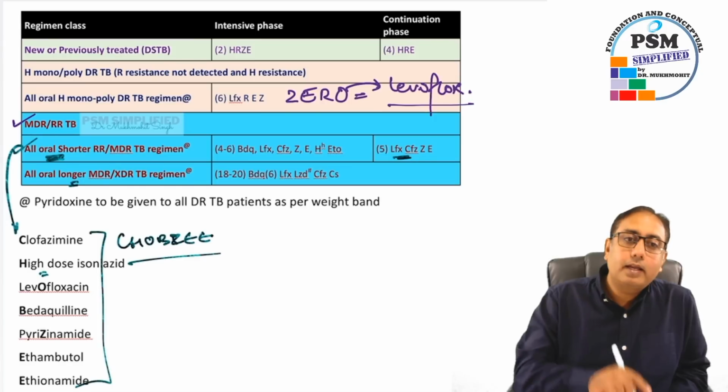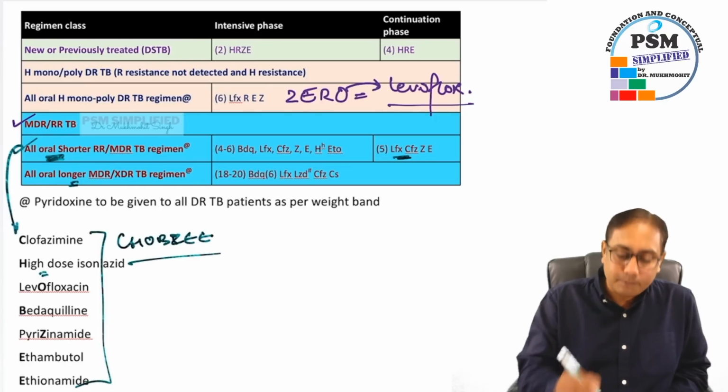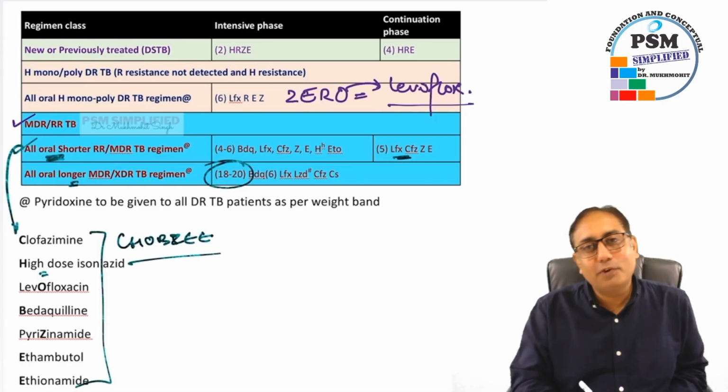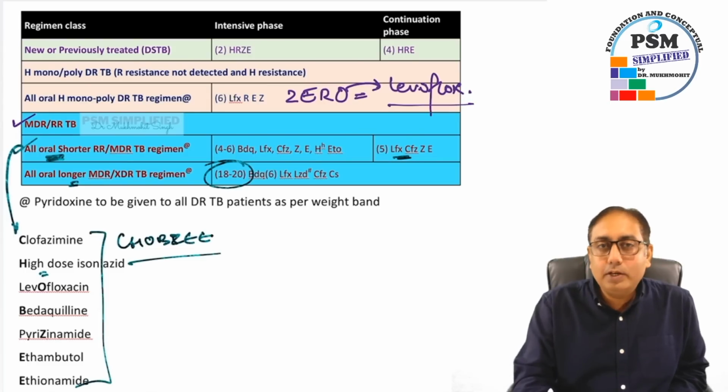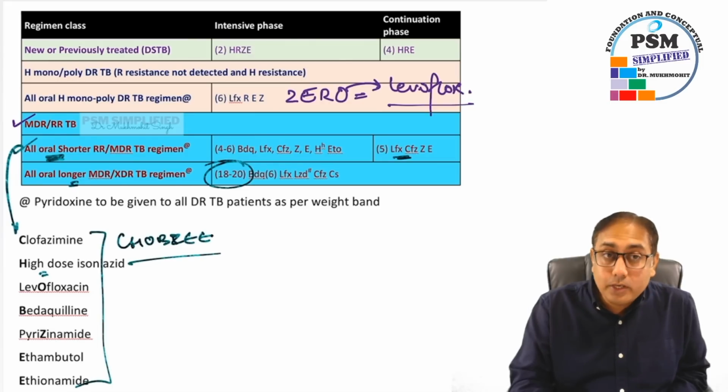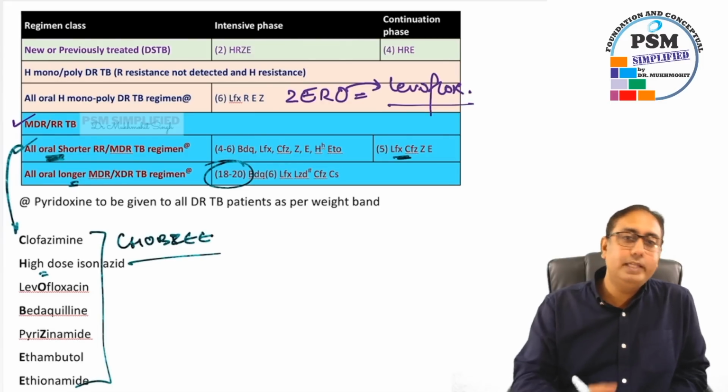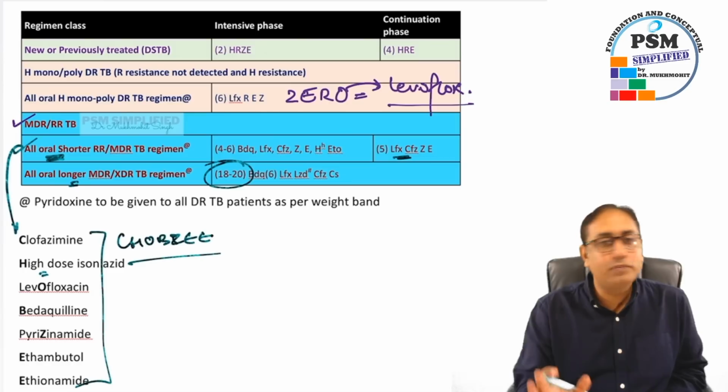All-oral MDR/XDR longer regimen. The longer bedaquiline regimen we are giving for 18 to 20 months of C2L2B. C2L2 means cycloserine, clofazimine, L2 is linezolid and levofloxacin, and B is bedaquiline. 18 to 20 months of this.